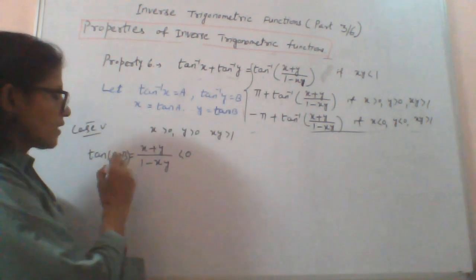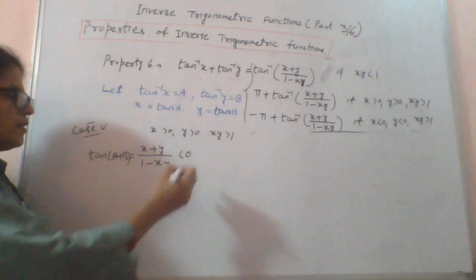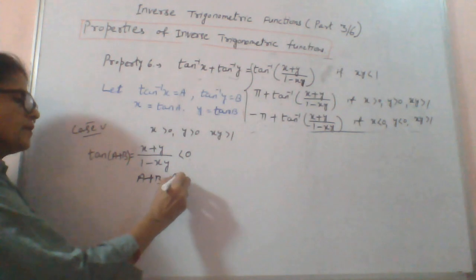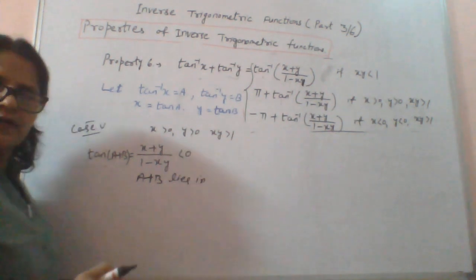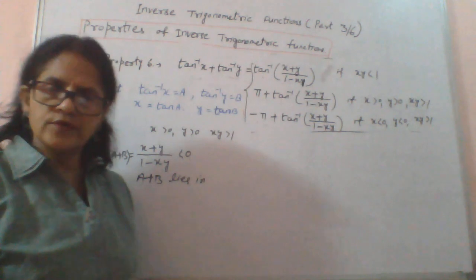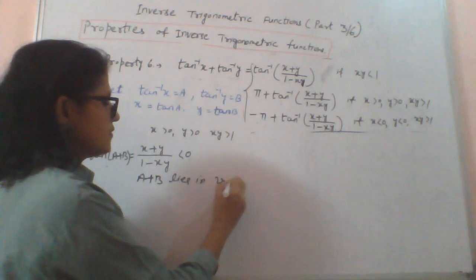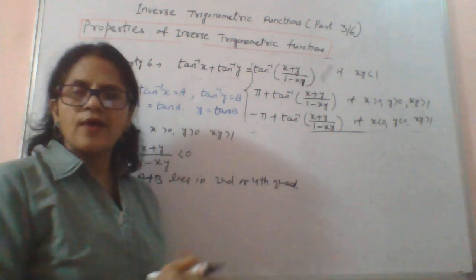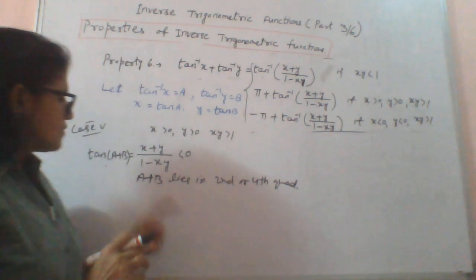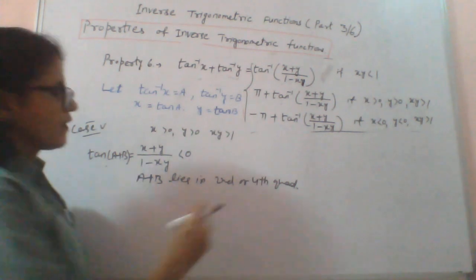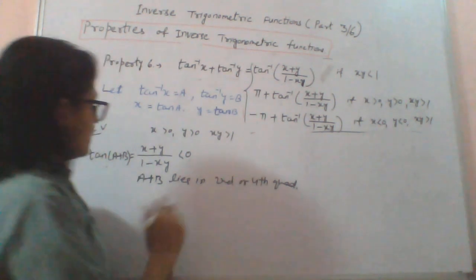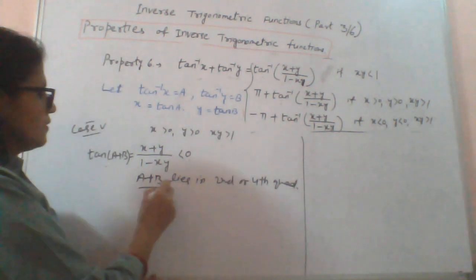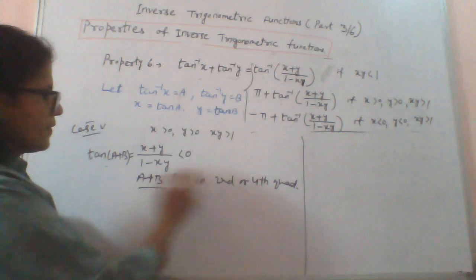So whenever we say tan(a + b) is negative, it means a + b lies in which quadrant? Either in the second quadrant or in the fourth quadrant. So we have to check actually where it lies. So a + b lies in the second or fourth quadrant. Yeah. So next you see, whenever you have this, a + b lies in this.